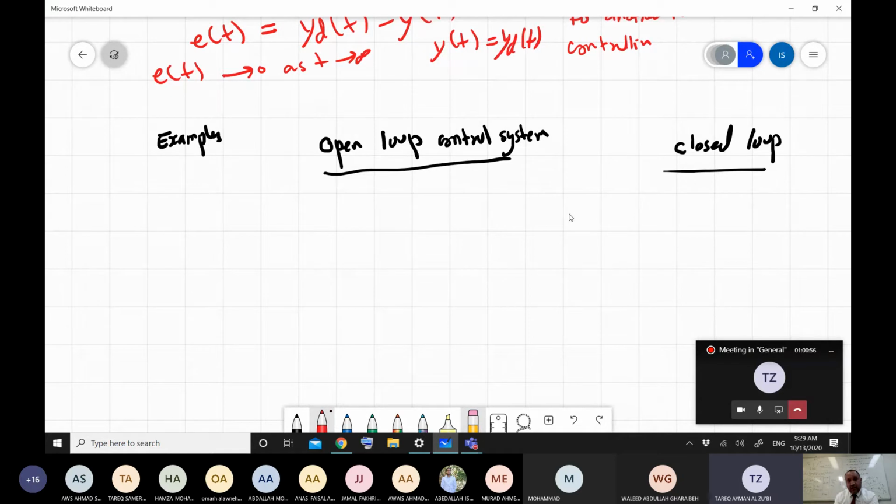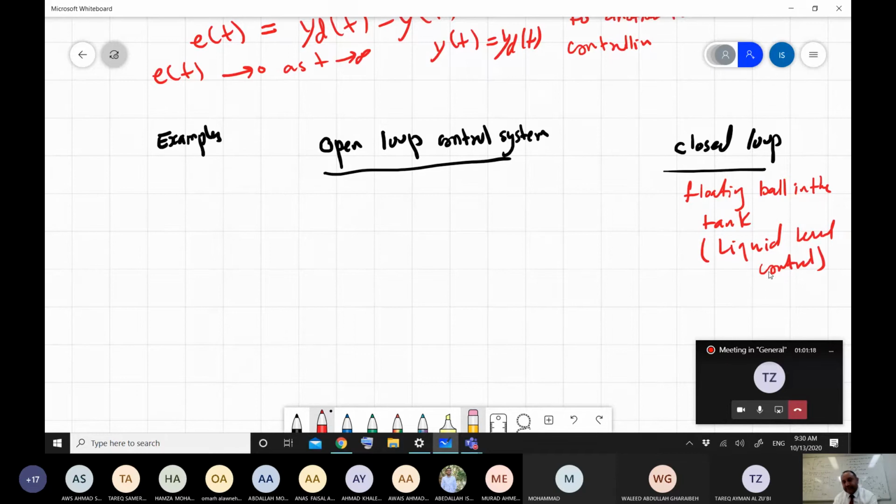Yeah, it's simply the floating ball in the tank, correct? The floating ball in the tank. Or let's say, the liquid level control. I need another example. The air conditioner. Yeah, before that, someone said the street lighting.